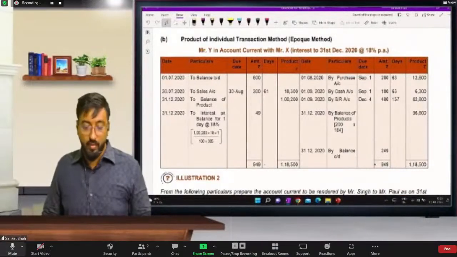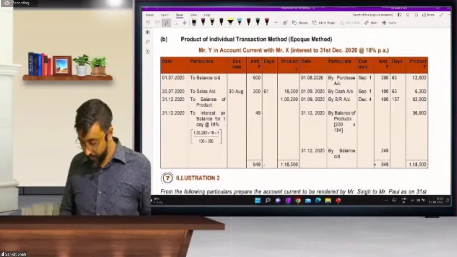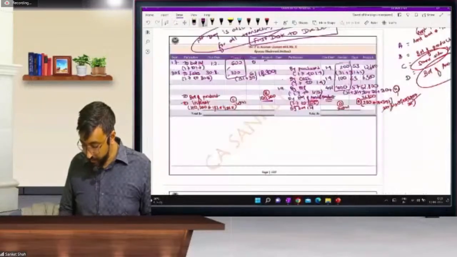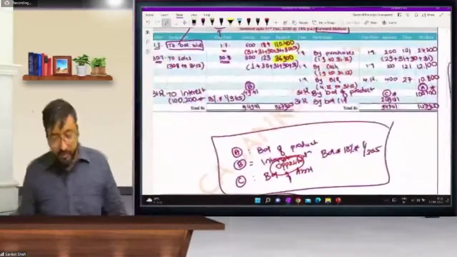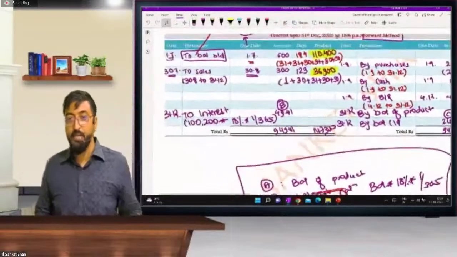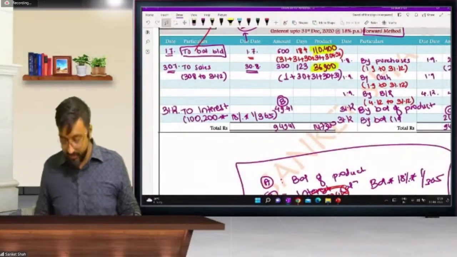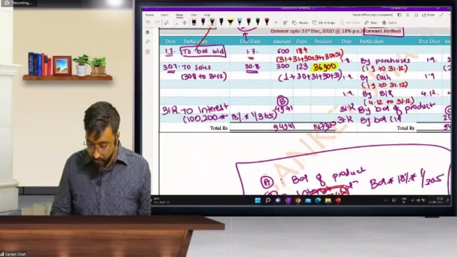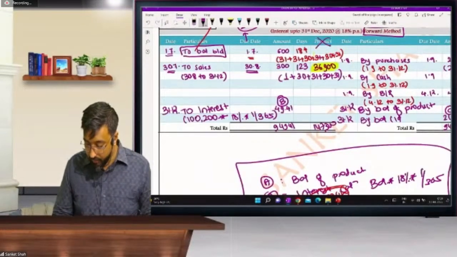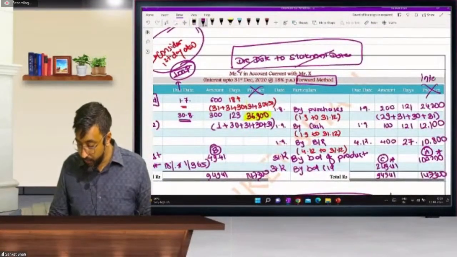Now understand the second method, that is interest method. How to calculate interest method? It's similar to forward method, beta. It's similar to forward method, but you have to make changes. Instead of product, you will calculate interest column.